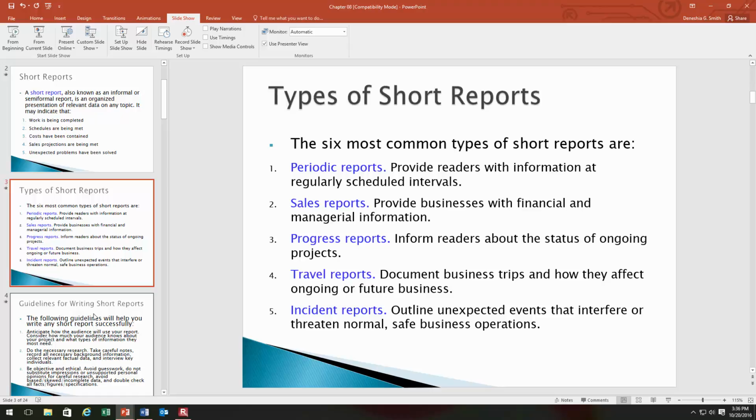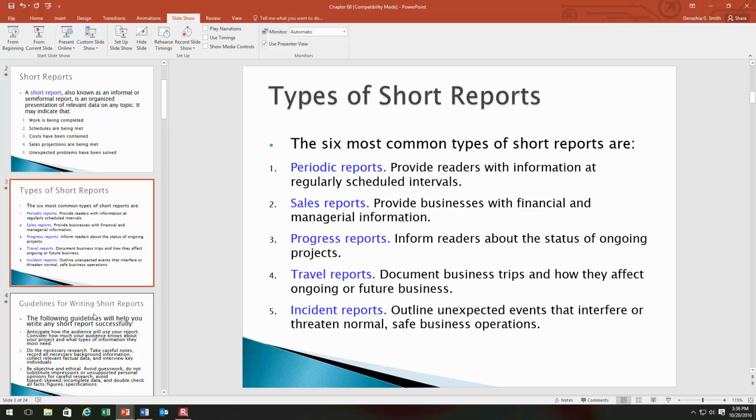That 6th type of short report is an employee activity report, and that is as it sounds. It's a report of that employee's activity. Maybe if you are leading a committee of people for a specific task, you all may have different assignments that you're doing, to work together toward the main goal.